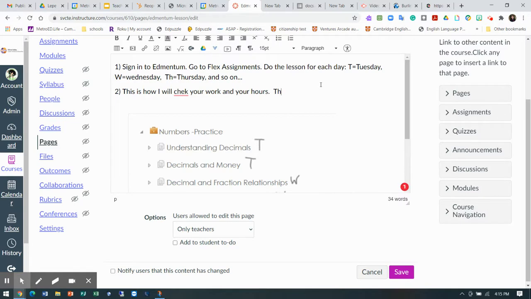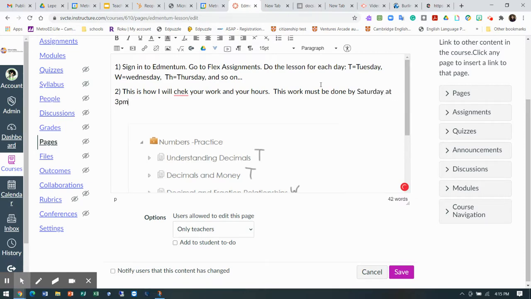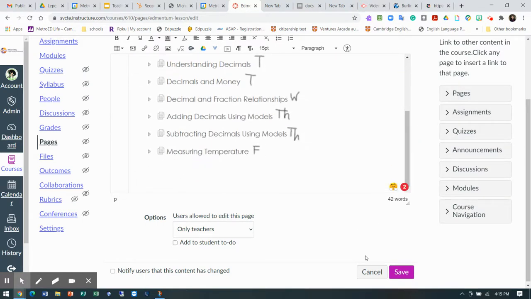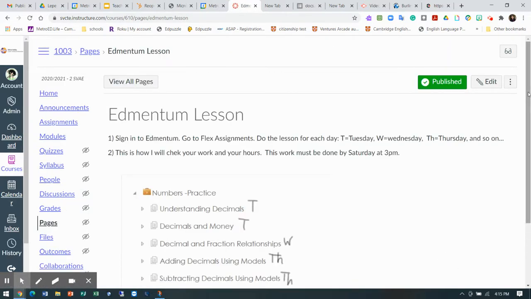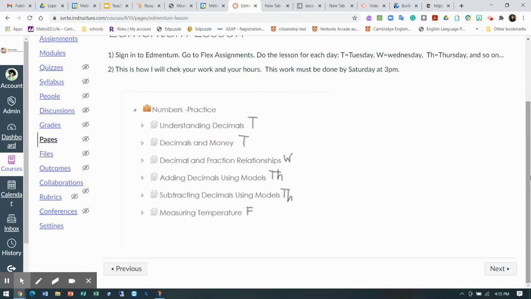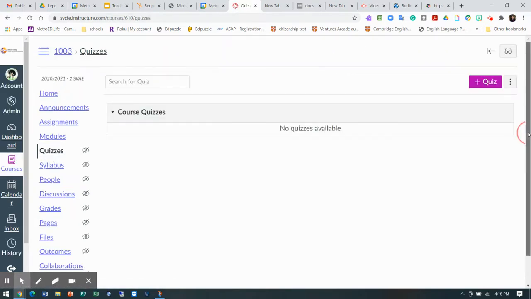This work must be done by Saturday at 3 p.m. Give them a time. They need structure. It's too loose right now. They can't take 2 years to do this. They can't take 2 years to do decimals, right? So there's my Edmentum lesson. It's really crystal clear. They don't have 42 lessons to choose from. Super duper easy. And we move on.